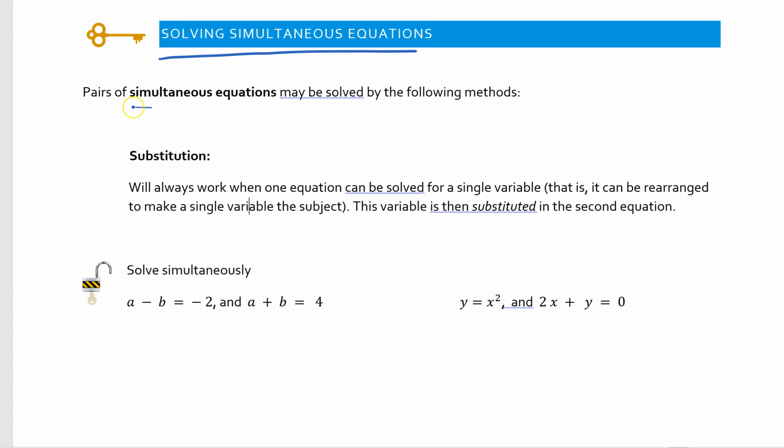So pairs of simultaneous equations may be solved by the following methods. It's probably more important to actually think about what solving equations simultaneously actually means. What it means is that we're looking for the one set of values, well actually there can be more than one. We're looking for the sets of values of the variables which will satisfy two equations at once. So it will satisfy them simultaneously.